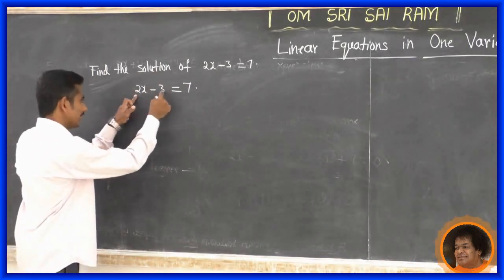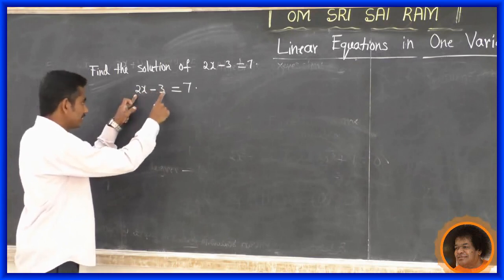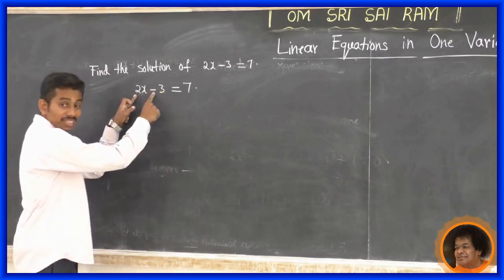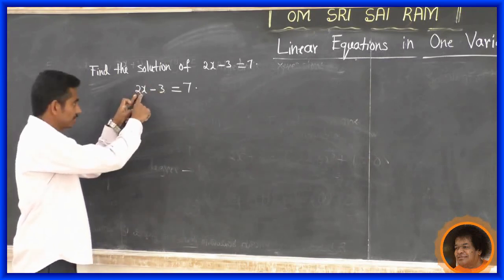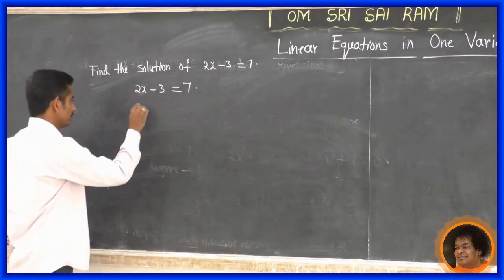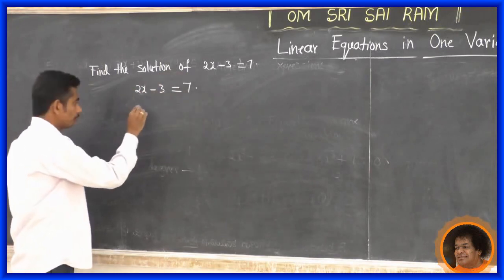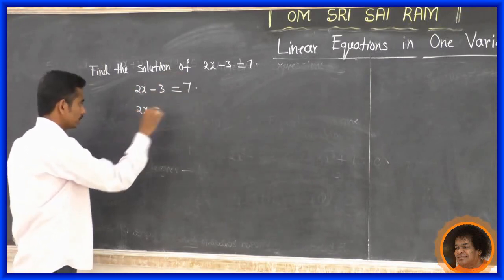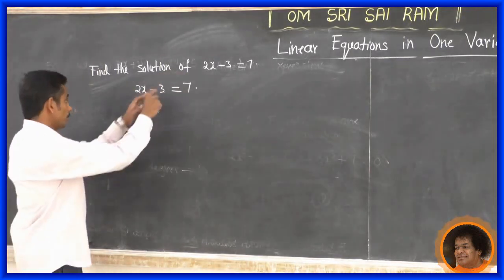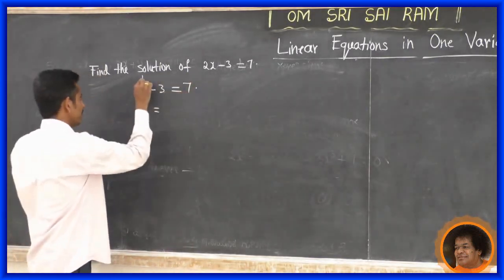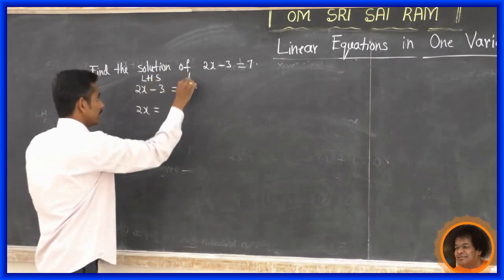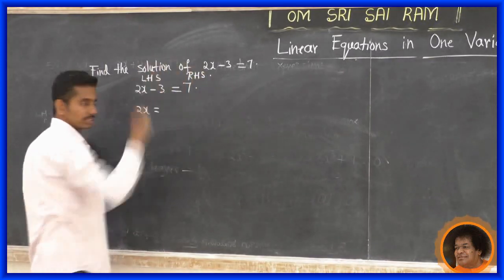In 2x minus 3, 3 is subtracted from 2x. How to write the equation? We require the value of 2x. So 2x equal to, and minus 3 is transposed to the right hand side. This is the left hand side. This is the right hand side of the equation.